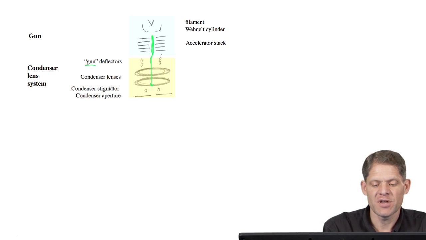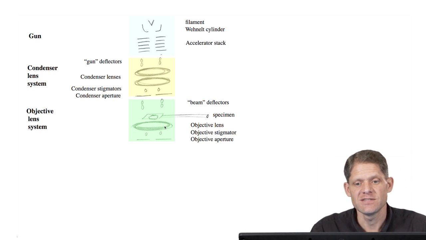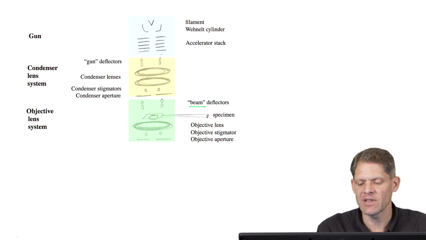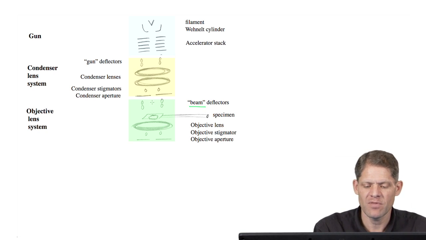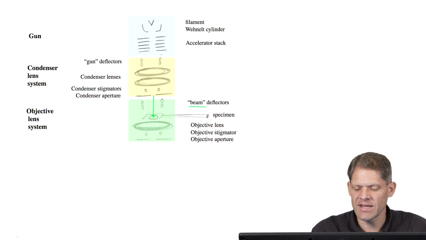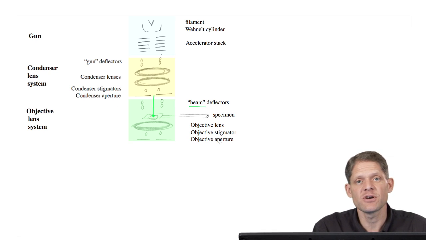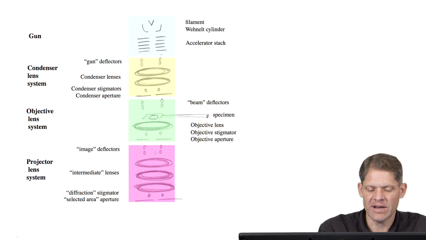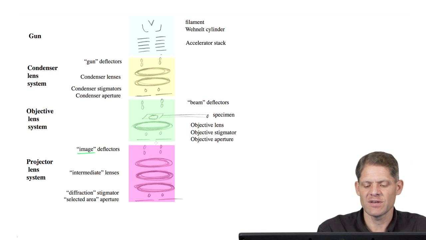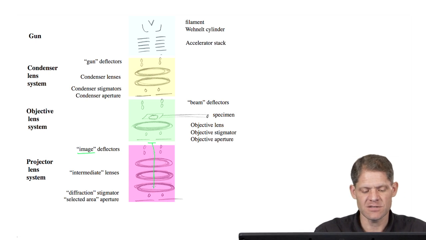And this stigmator is called the condenser stigmator, and the aperture is called the condenser aperture. In the objective lens system, the deflectors are called beam deflectors because they're deflecting the beam that is being directed onto the sample. And then you have the objective lens, objective stigmator, and objective aperture. In the projector lens system, the deflectors are called image deflectors because they receive the first image that's formed by the objective lens system, and they move that image so that it passes directly down the center of the optical axis of the intermediate lenses.